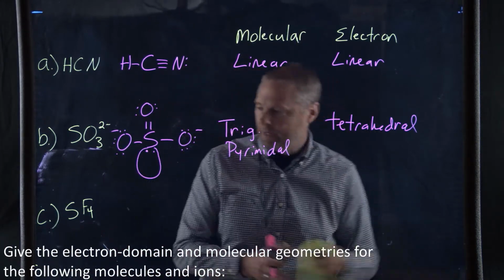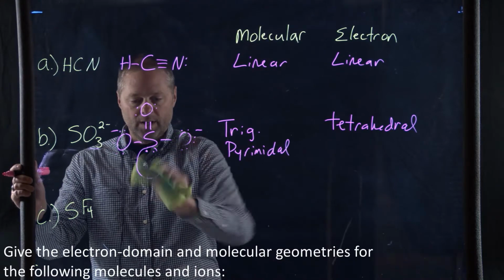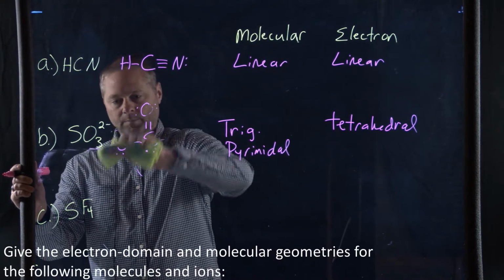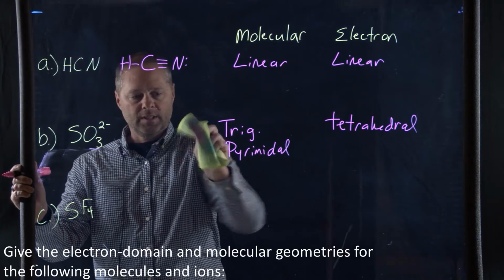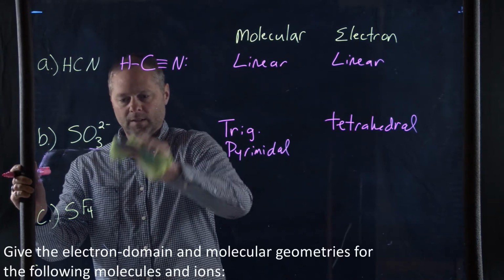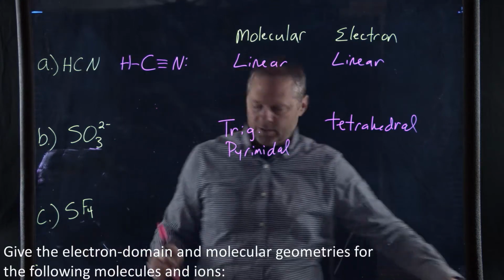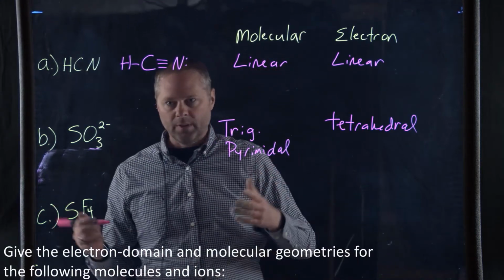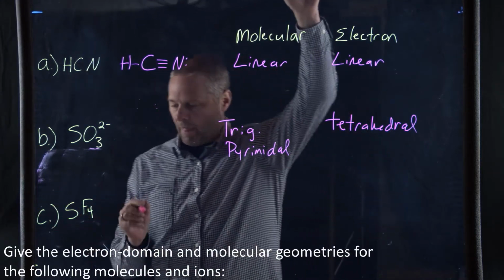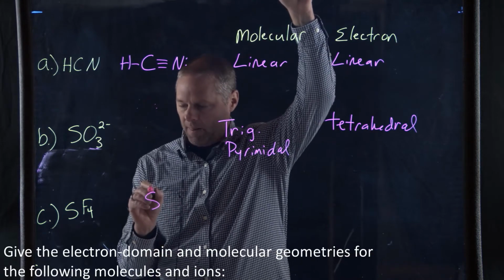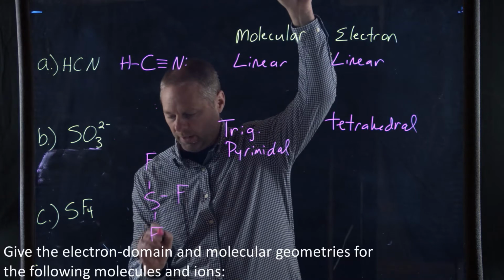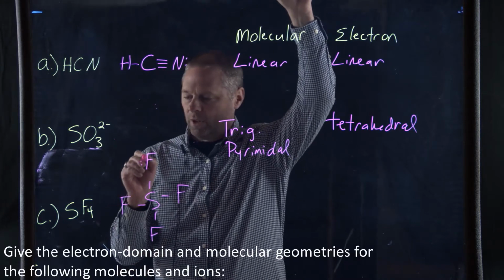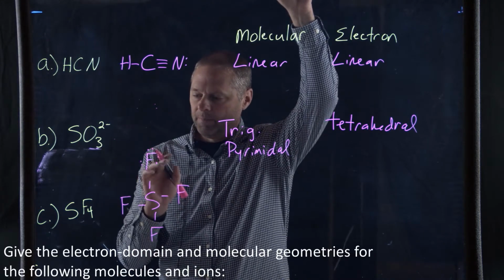Oops, I'm going to erase this so we have some room up here as well. I don't want to run out of board space and you not be able to see it. That's sulfur tetrafluoride. Sorry, I kept thinking what SF4 is. It's sulfur tetrafluoride. And so we have sulfur, and we're going to have a fluorine here, a fluorine here, a fluorine here, and a fluorine here. We start putting valence electrons around this.